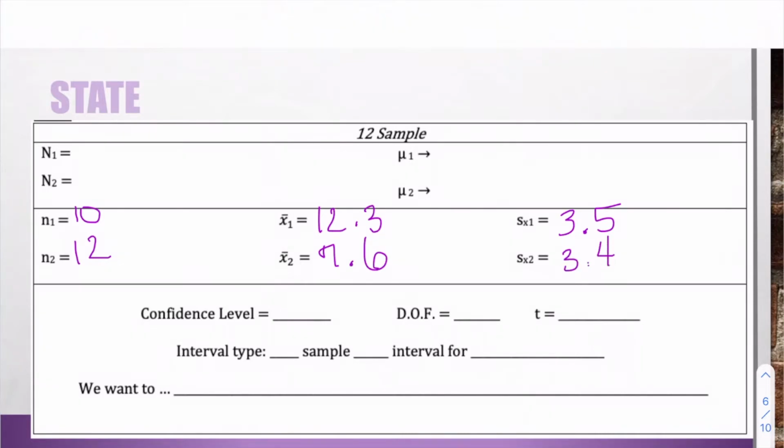So going back and thinking about what is our population mean that we're looking at, the average number of accidents in Department A per month.